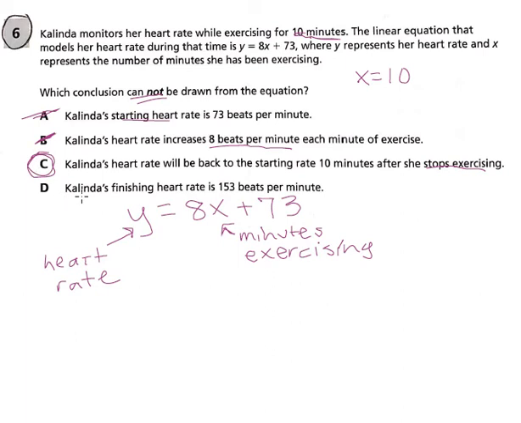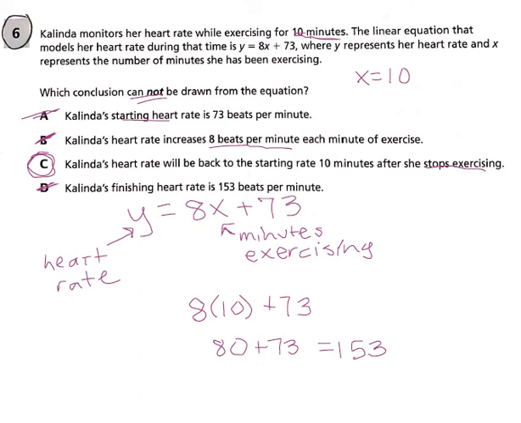But let's go ahead and check D just in case. So it says her finishing heart rate is 153 beats per minute. Well, in the question, it tells us that she's going to exercise for 10 minutes. So I'm going to go into my equation and I'm going to do 8 multiplied by 10 plus 73 to figure out what her heart rate's going to be after 10 minutes. Well, 8 times 10 gives me 80, and 80 plus 73 is 153. So based on this equation, her finishing heart rate after 10 minutes is going to be 153 beats per minute. So this is also true, so that is not our answer either, and we're left with this one.